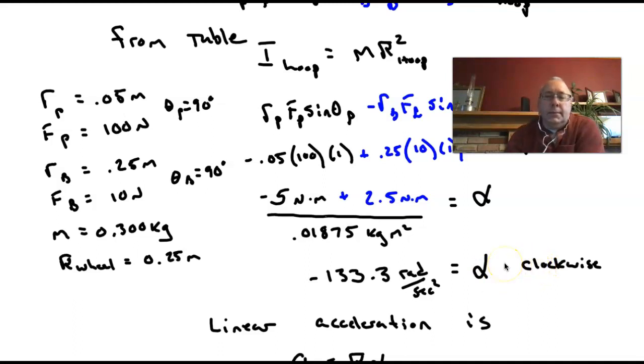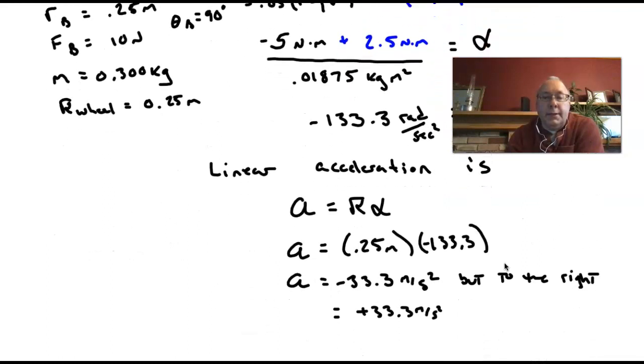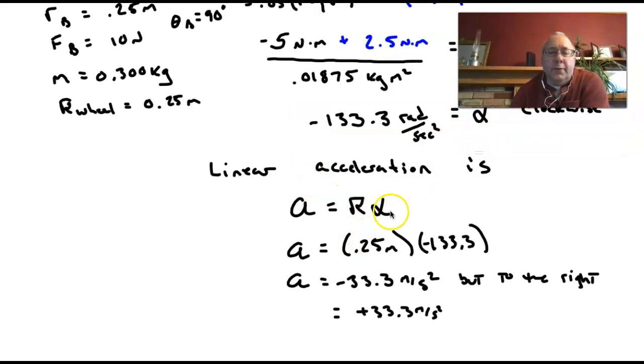Okay? So the bike is going to accelerate forward, and since linear acceleration is equal to r alpha, we can take the radius of the bike wheel, 0.25 meters, and multiply by the angular acceleration. Notice we get a is negative 33.3 meters per second squared, but we know that the bike, if the wheel is moving clockwise, will be moving to the right. So I'm just going to say the magnitude of the linear acceleration is going to be 33.3 meters per second squared, and I know the bike's going to be going forward.